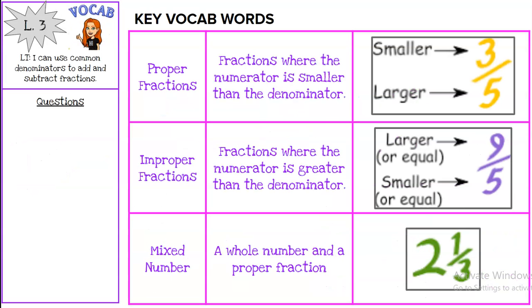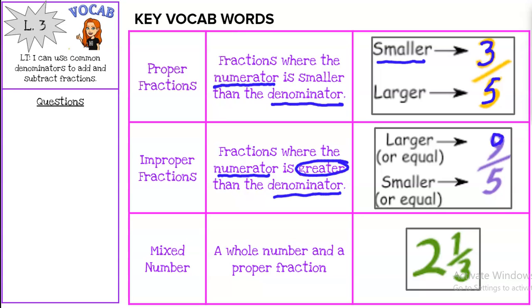All right, before we move on, just some new vocab words. We have proper fractions, and those have been the fractions we've been working with most of this unit, which are fractions where the numerator, remember that's your top number, is smaller than the denominator. So if you look here, 3/5, top number 3 is smaller than that bottom number 5. Improper fractions are fractions where the numerator is greater or larger than the denominator. So here we have 9 over 5. 9 is bigger than 5. So that makes it an improper fraction.